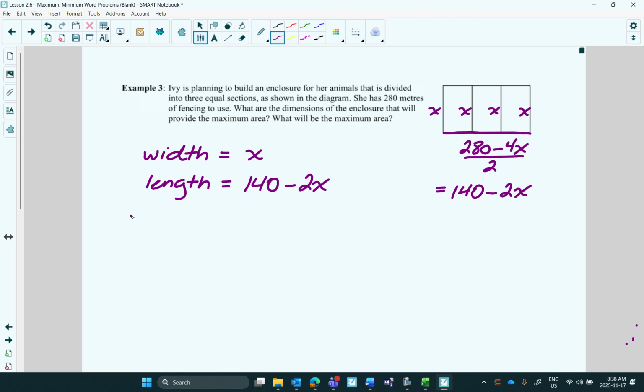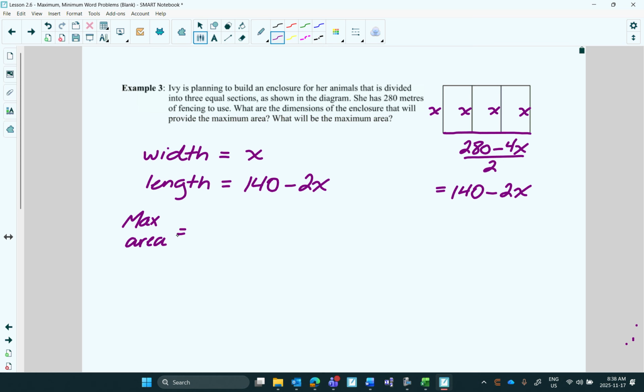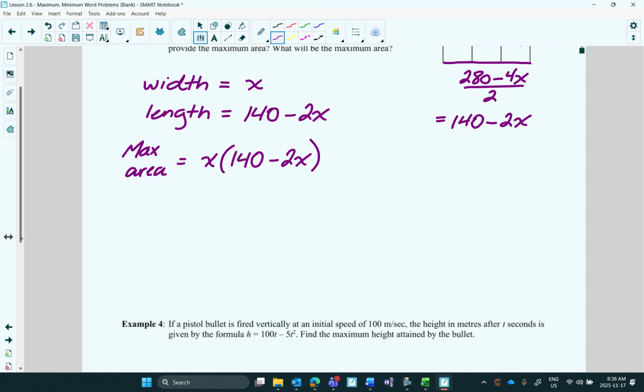Now we're ready to construct a quadratic function to find the maximum area. And you must write this in here. Not doing so is a communication error. So how do I find area? Whether it's max or not, width times length, or length times width. So x times 140 minus 2x. That's a quadratic function. It's just not in the right form yet.